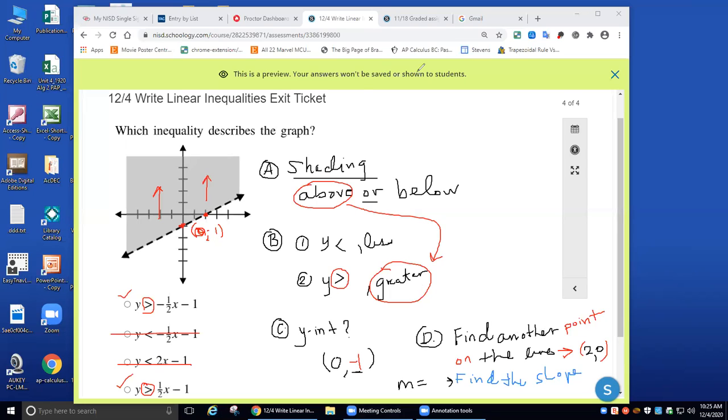So I'm going to go up so many units and then go to the right so many units. So can someone tell me how many units up am I going? 1. I'm going up 1 over 2. Thank you, Louis. So 1 over 2. So guys, which one is the correct one on my screen? The top one or the bottom one? That's right, the bottom one.